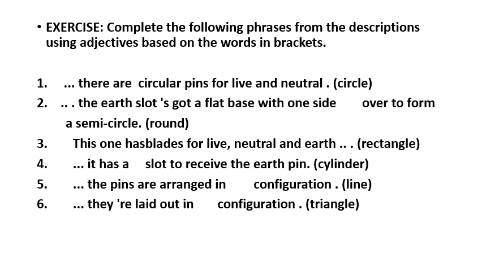The second: the earth slot has a flat base with one side rounded over to form a semicircle. Round is what? Round here is a verb. Okay, round is a verb. So the adjective of this verb is rounded. Rounded, the past participle of round. The earth slot has a flat base with one side rounded over to form a semicircle. So the adjective of round is rounded, the past participle.